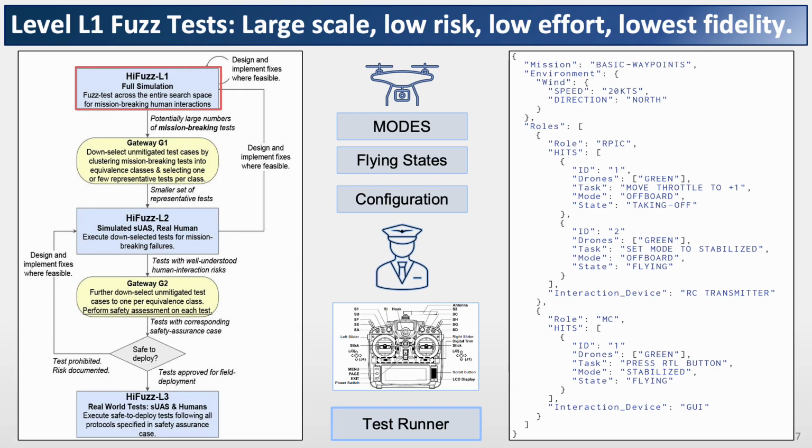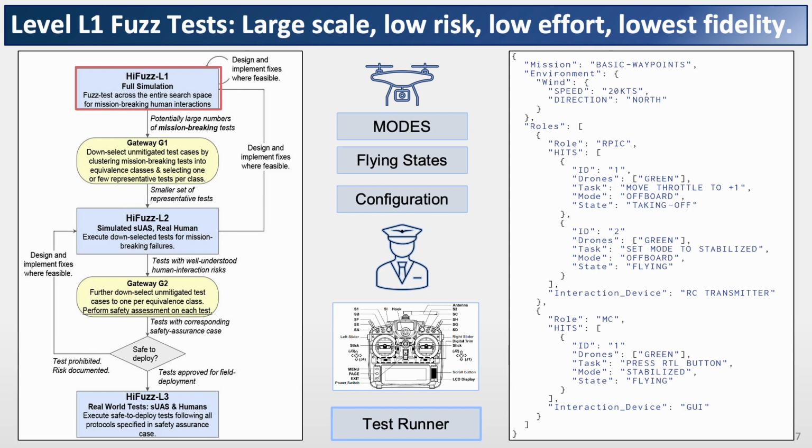The goal of L1 is to execute a large number of tests as quickly as possible in order to cover a broader set of test cases without any of the risks involved in real-world flights. L1 tests are consequently run in a simulator using proxy human agents instead of real humans.